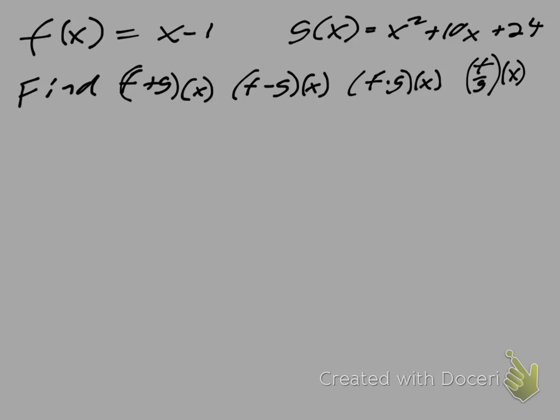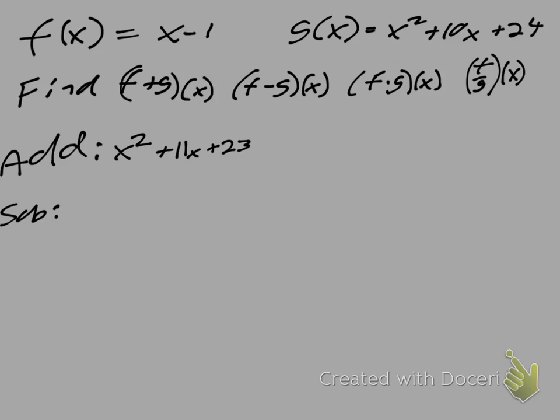X minus 1 plus x squared plus 10x plus 24 ends up being x squared plus 11x plus 23. Everybody good there? Okay. Your subtraction one, remember to make sure that you apply the negative to each term of your second function, not just the first one. Make sure you distribute that negative through.